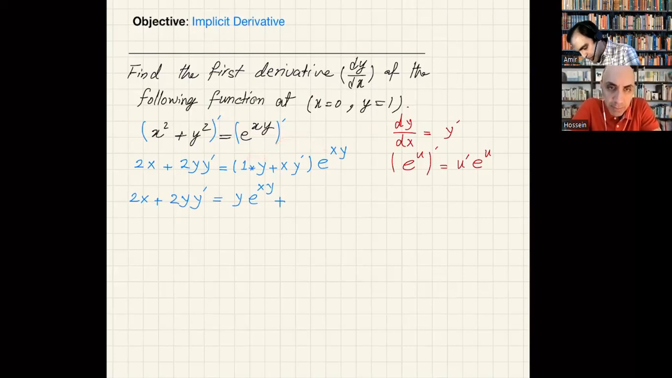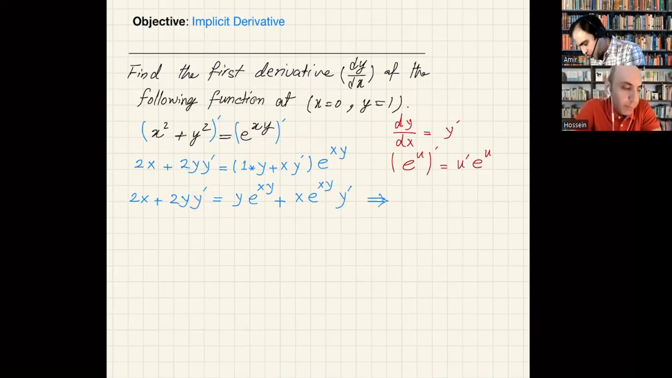Distributive property. Here we have y prime here and y prime here. So I can actually obtain y prime in terms of the other terms.